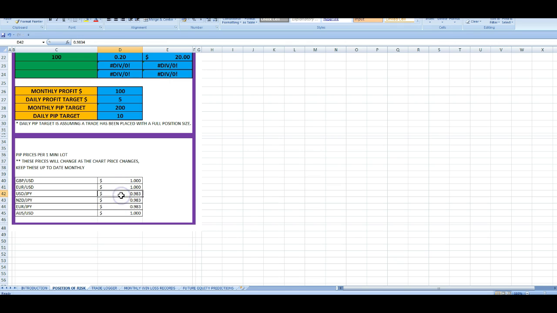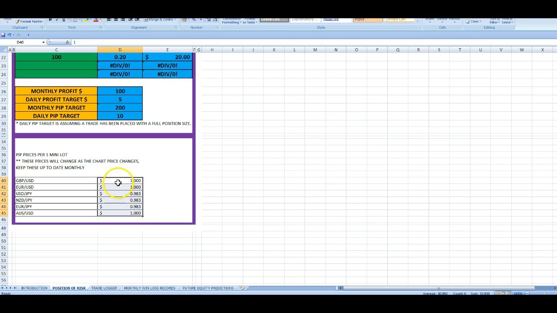But as you can see, the United States dollar Japanese yen at that time was 98.3 cents, same as the New Zealand dollar Japanese yen and the Euro Japanese yen. If you trade the other currency pairs like Euro Great British Pound, at one point I do recall it was $1.46 per pip.